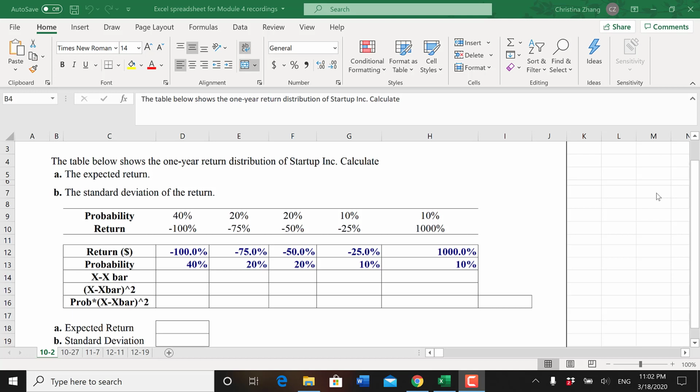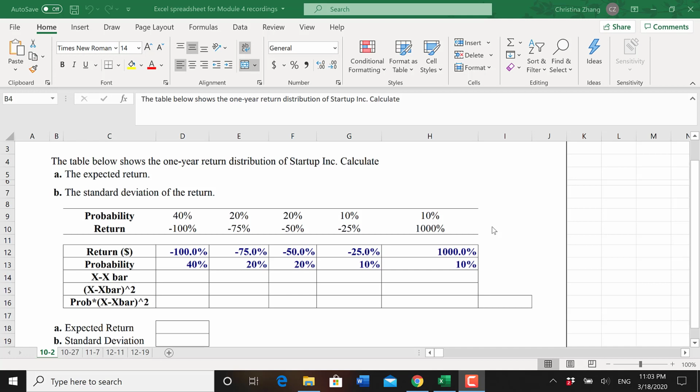This video is going to show you how you can actually calculate the return and standard deviation on Excel. You can also follow the formula and then do it on your calculator. The first problem we're going to use is from chapter 10, problem 2 at the end of the chapter.